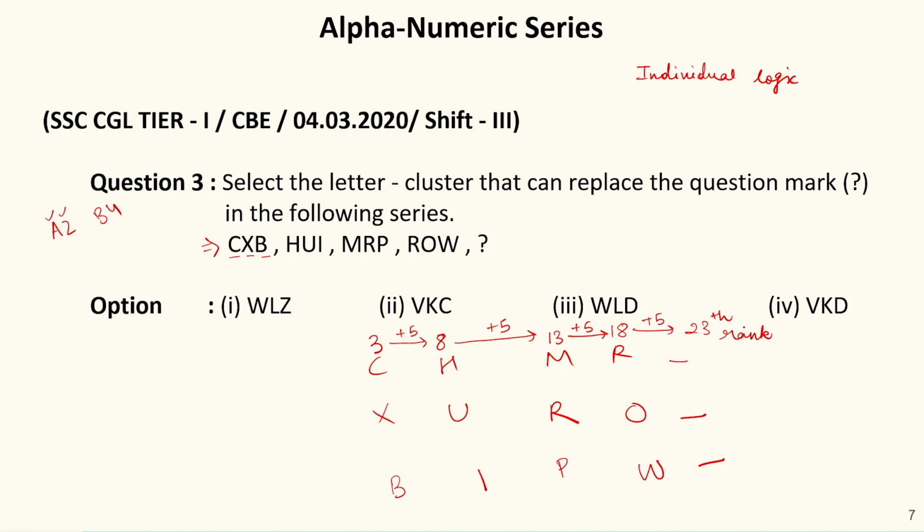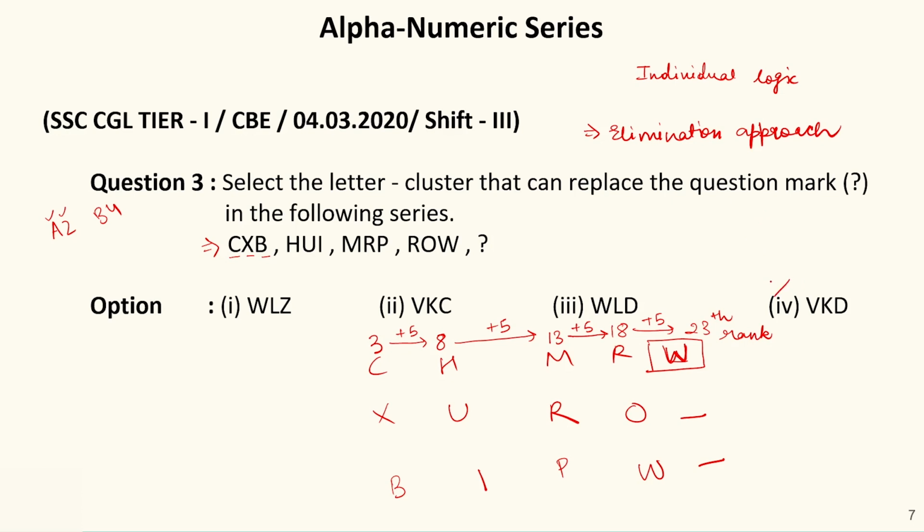Right? And which alphabet comes in 23rd rank? W. So we have fixed the first element. Now I told you that whenever we solve questions for competitive exams, it is always advisable to follow the elimination approach. That is, we have to eliminate as many options as we can in the beginning to arrive at the correct option quickly.